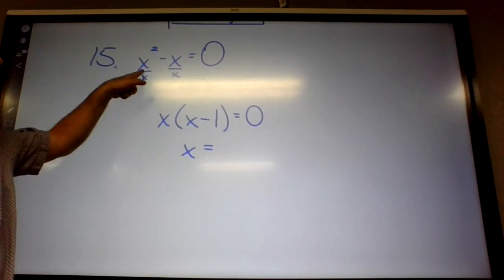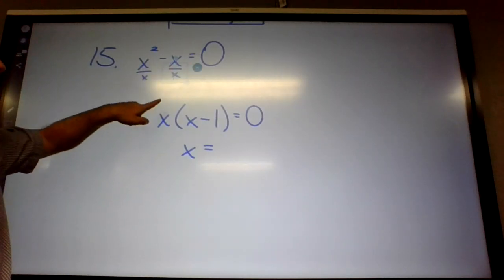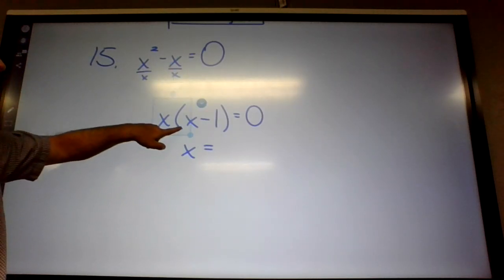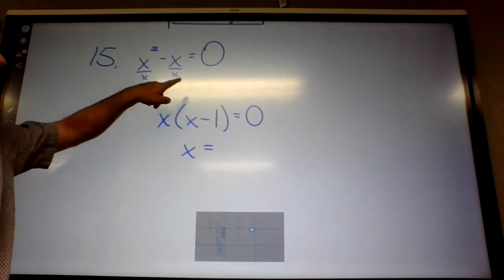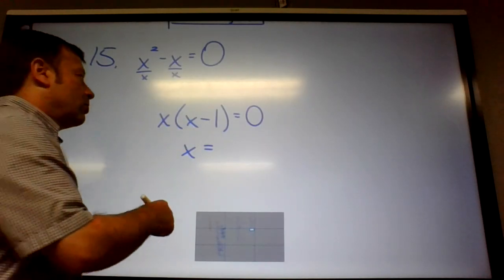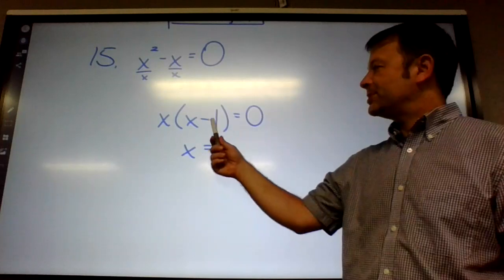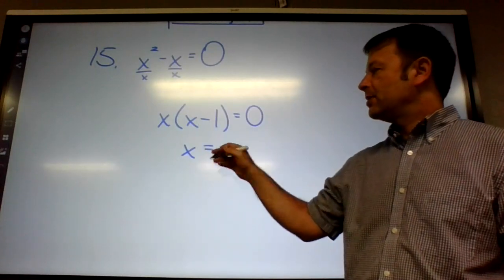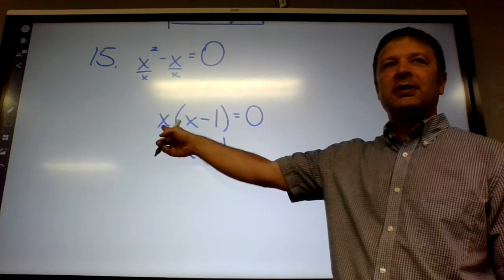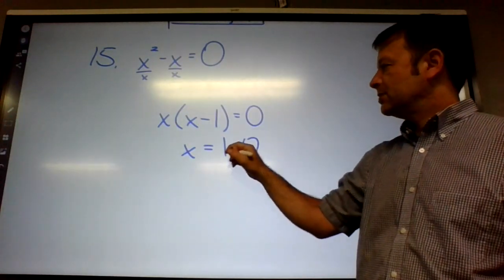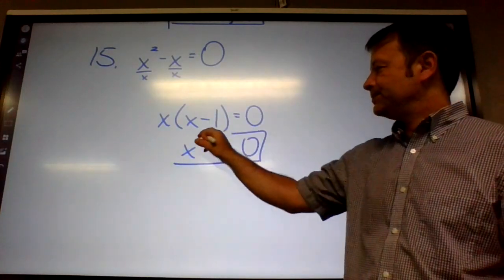Okay, what goes into both of these? X. X comes out to the side. In parentheses, you put what's left after you divide these by x. We'll do another one of those here in a second. What x values make these equal 0? 1 or 0. You guys see where they got those from?